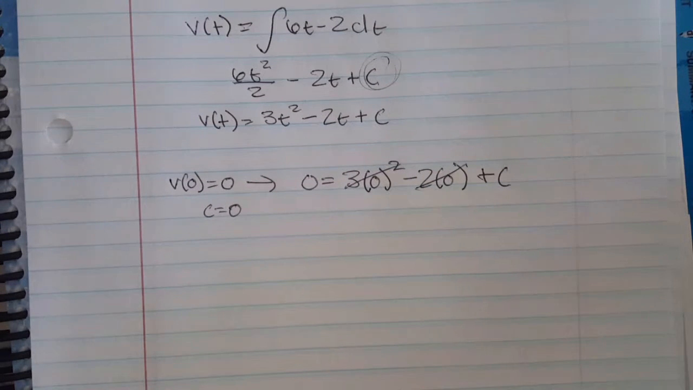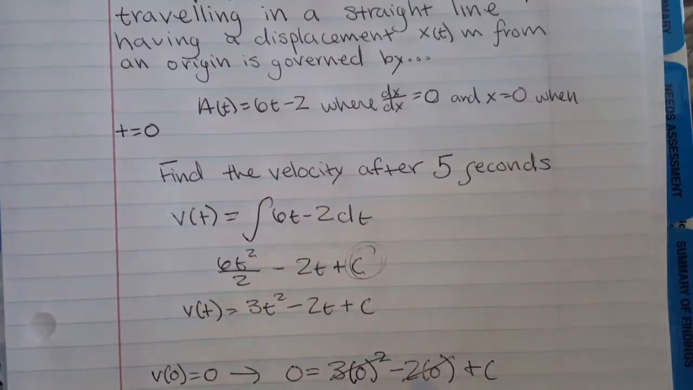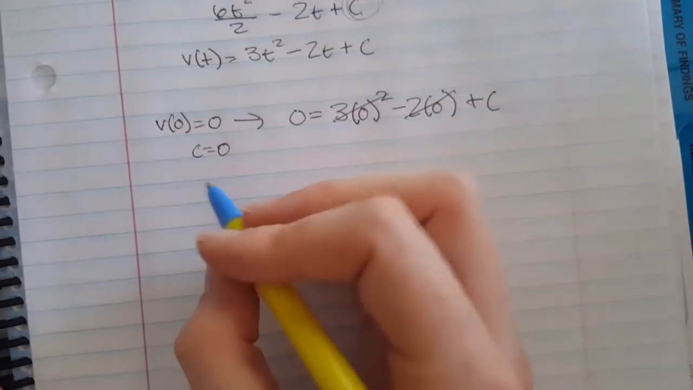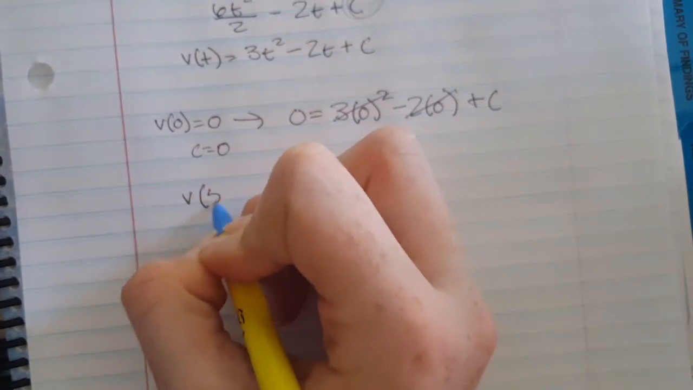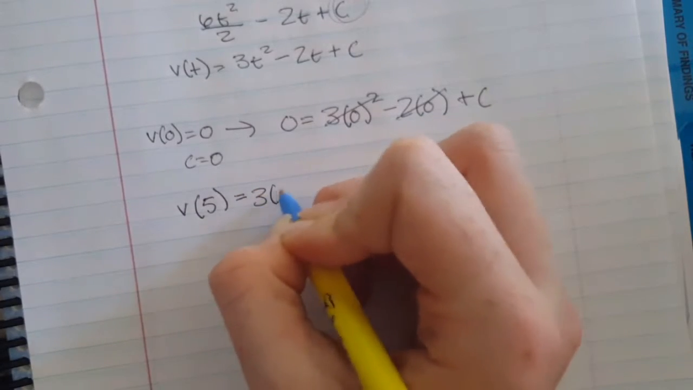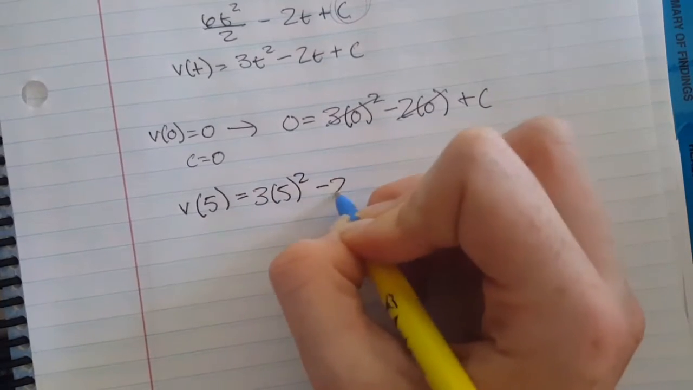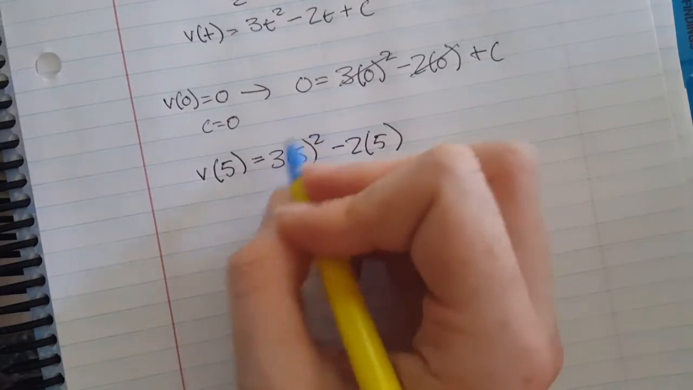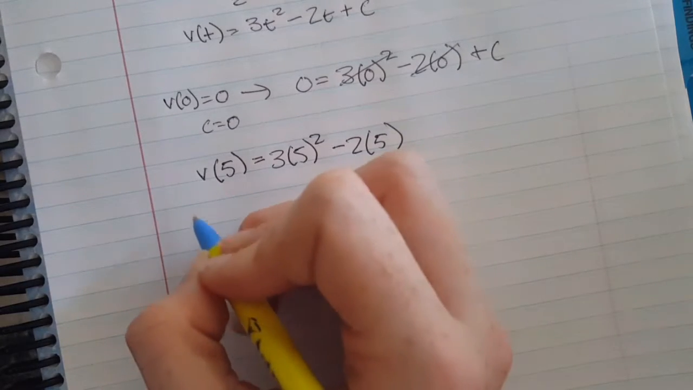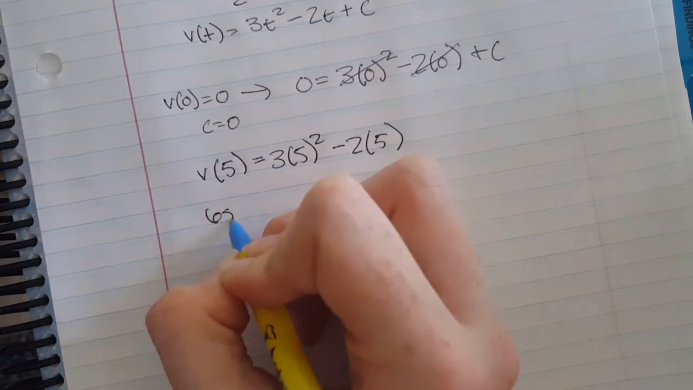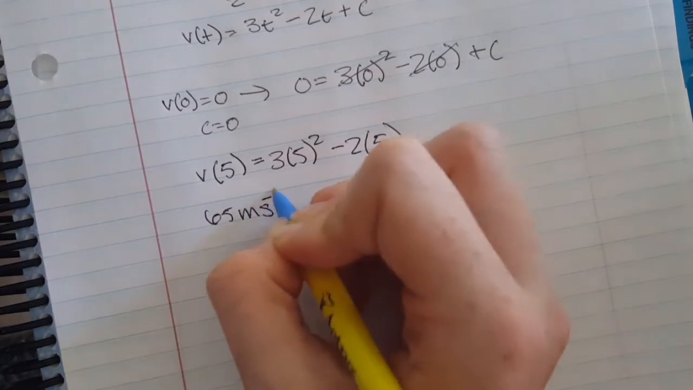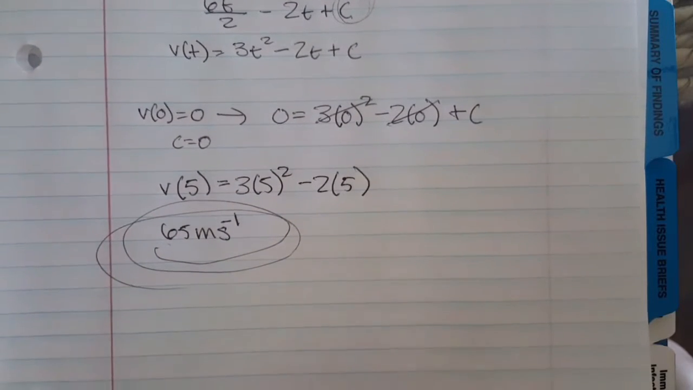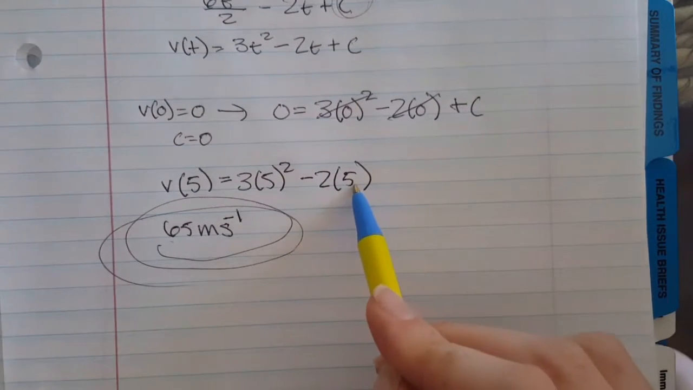So let's plug in our variables now. Don't forget that we're finding the velocity after 5 seconds. So now that we know that c is not in this equation, we'll plug in 5, so that 3 times 5 squared minus 2 times 5. So, if we go ahead and plug this into your calculators or just do it in your head, the velocity at 5 seconds is 65 meters per second. Alright, and so this value that you found is your answer. So you just found the velocity after 5 seconds.